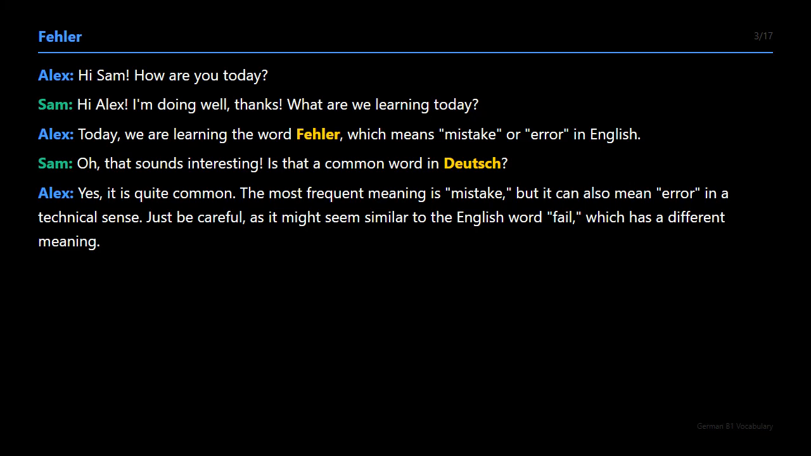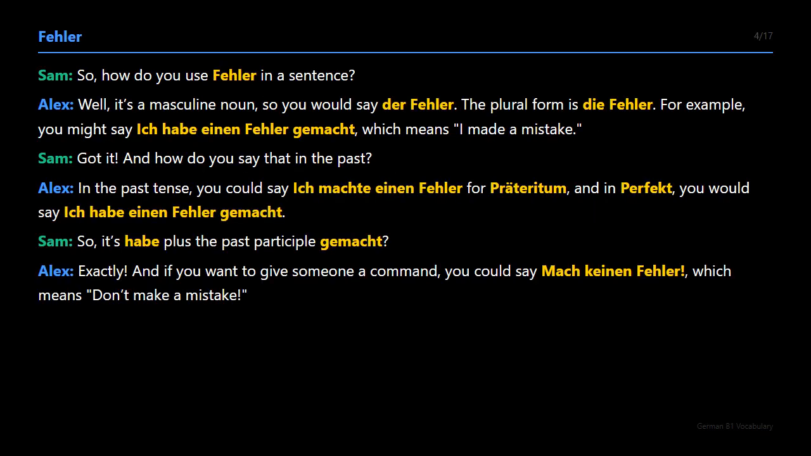So, how do you use Fehler in a sentence? Well, it's a masculine noun, so you would say, Der Fehler. The plural form is, Die Fehler. For example, you might say, Ich habe einen Fehler gemacht, which means I made a mistake.